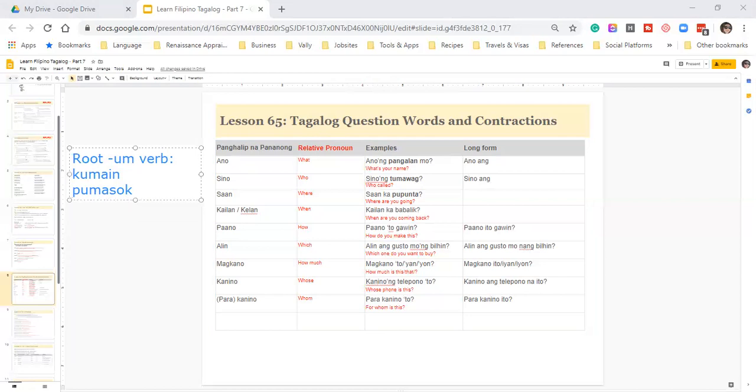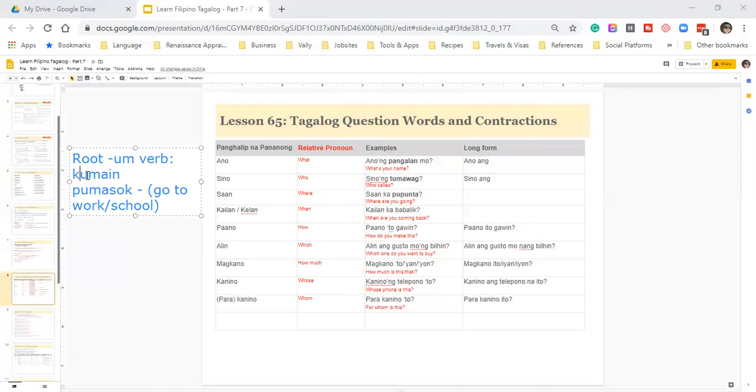What is pasok? Pasok could mean go somewhere, go to work. We use this for go to work or school. In this context, when you want to say saan ka papasok, it's also going, but in the context of going to school.